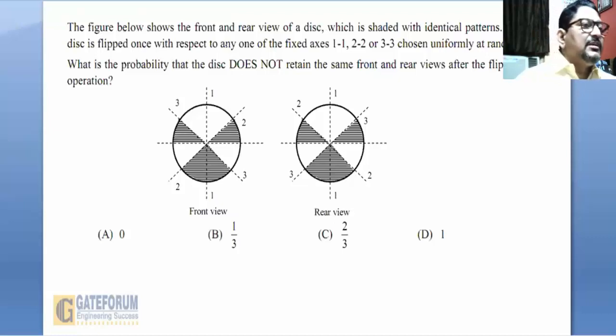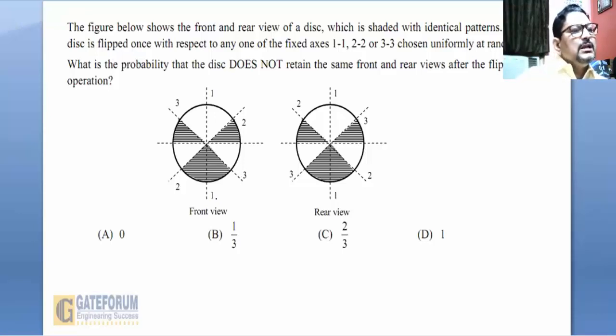Next, the figure below shows the front and rear view of a disk which is shaded with identical patterns. The disk is flipped once with respect to any one of the fixed axes 1-1, 2-2, or 3-3, chosen uniformly at random. What is the probability that the disk does not retain the same front and rear views after the flipping operation?